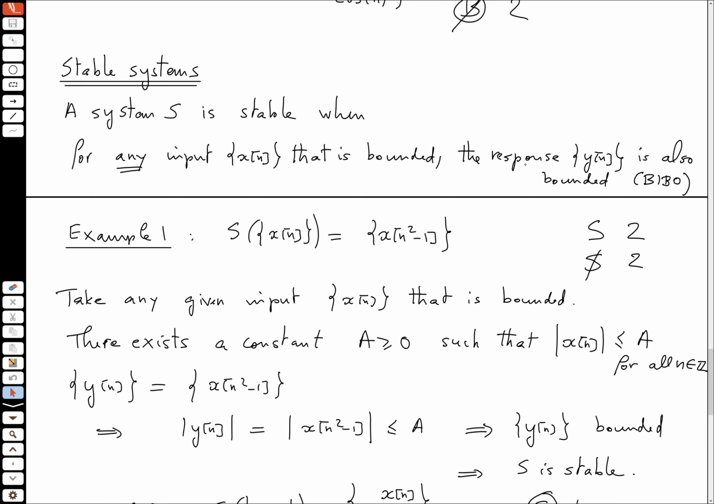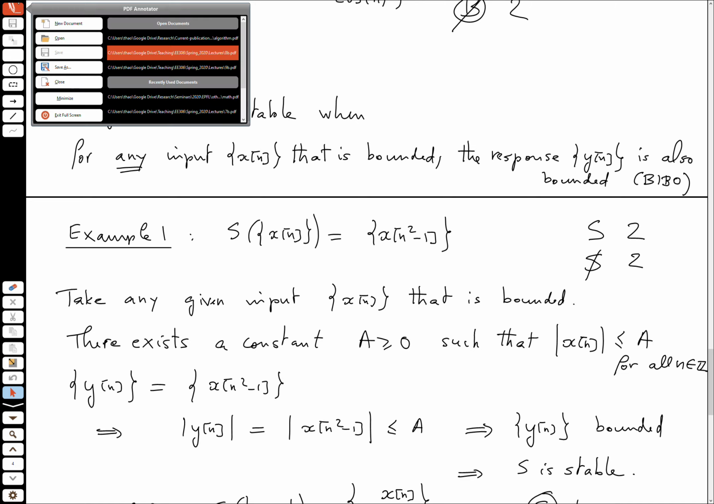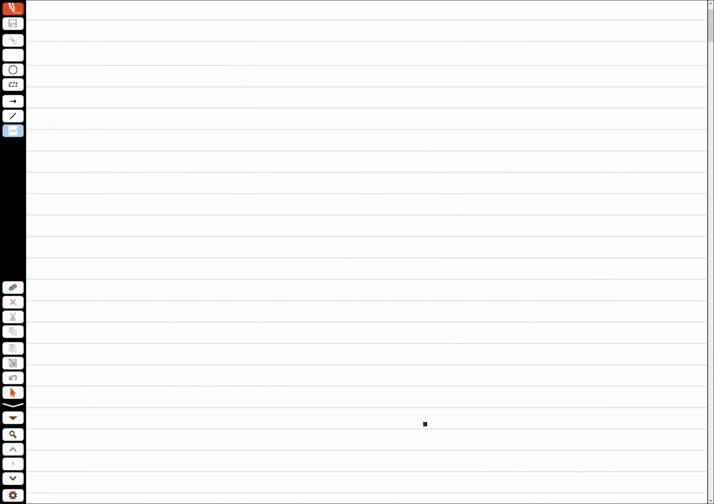All right. So we are going to cover more examples today, and more difficult. But let's start with an easy one. Example 3. S of x of n equals n x of n.